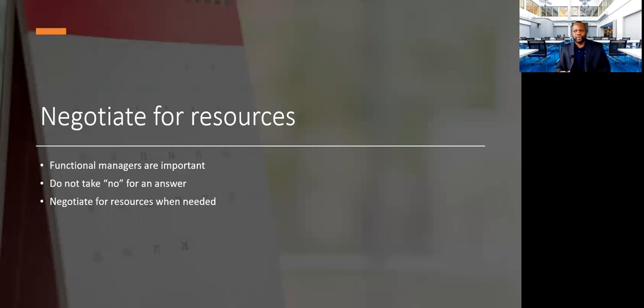You've got to negotiate for resources. Functional managers are important, but do not take no for an answer. Negotiate for resources when needed. So you remember that in Acquire Resources, one of the major tools and techniques they talk about in the PMBOK Guide, just in case you've forgotten, you've got to negotiate for your resources. You've got to hustle for your resources, right? Don't just let someone take away your resources. Don't do that. So let's see. This is under Acquire Resources. We're taking a look at the tools and techniques.